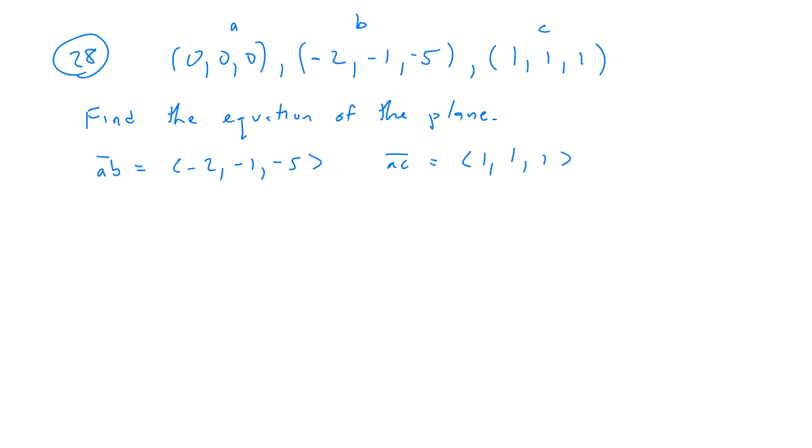Right, so these are parallel. So we have vectors that are parallel to the plane. So we need to get a vector that's perpendicular, and that's what cross product is for. So next step, like the last problem.